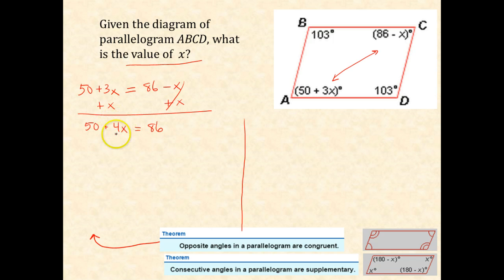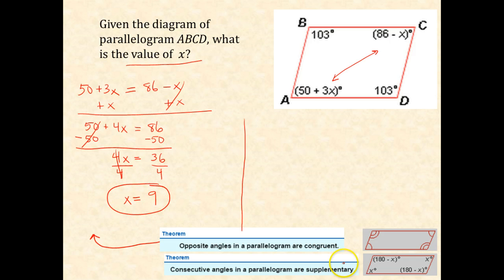I want to get the 4x alone first, so I can subtract 50 from both sides of the equal sign. And then I get 4x equals 36. Divide both sides by 4, and I get x equals 9.